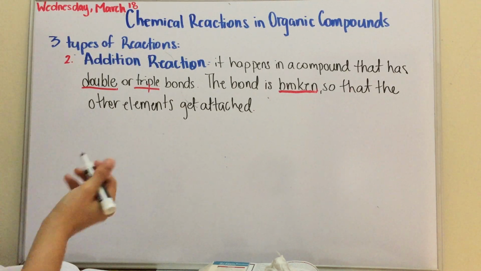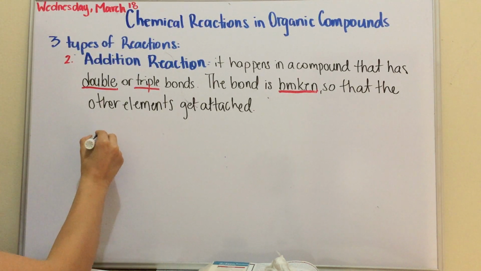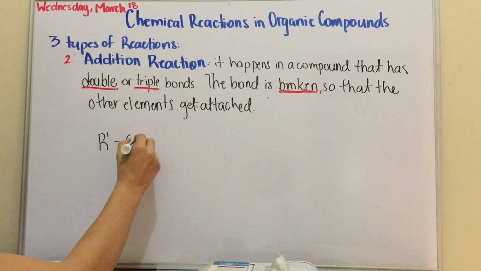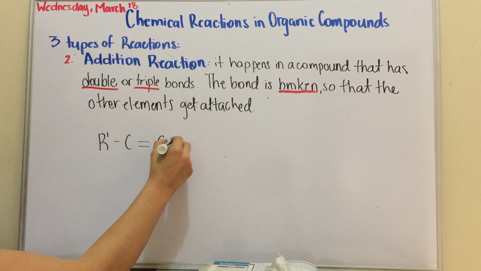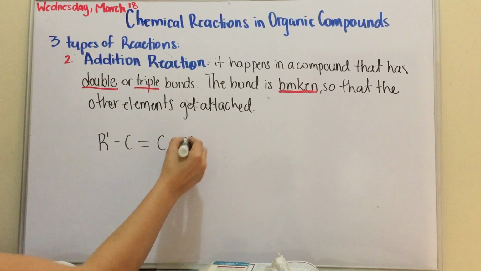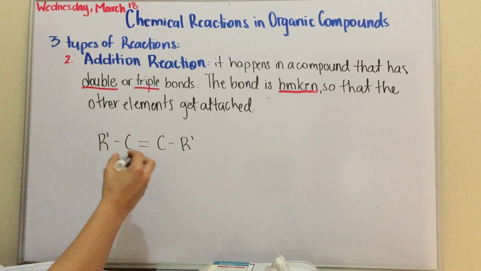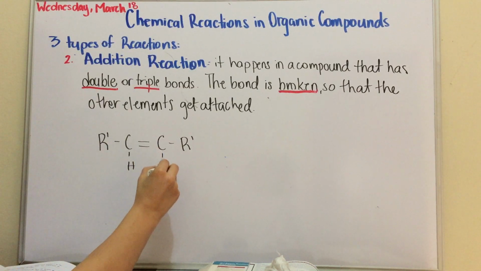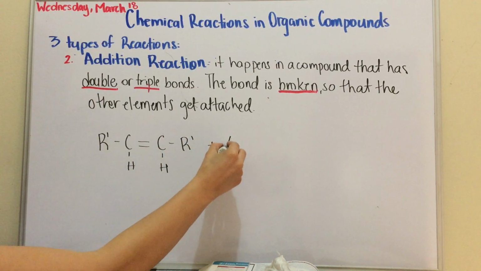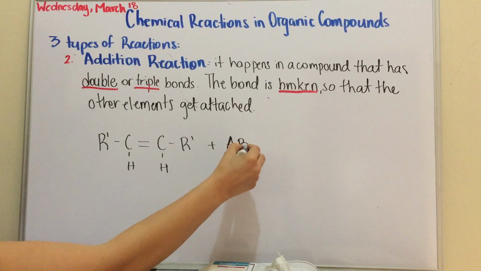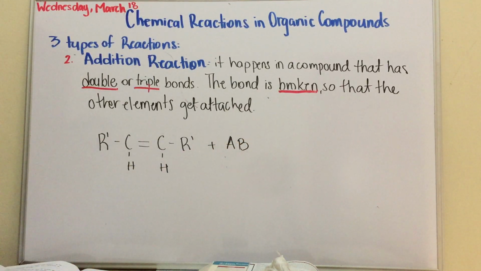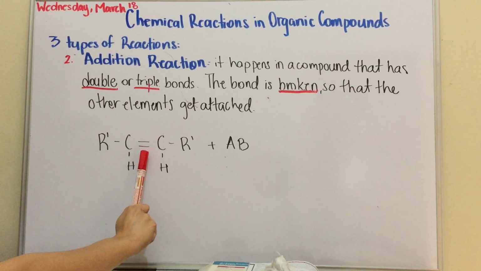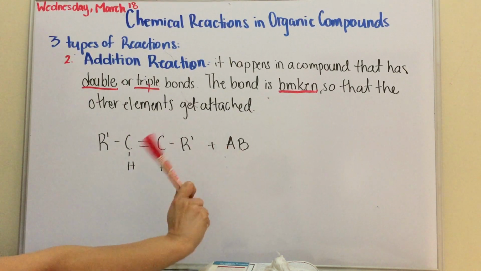So with that being said, I'm going to start with the first example. Remember that R is a chain of carbons. It doesn't matter the number, so I'm just putting this as an example. All right, and my hydrogens here. What is my addition reaction? This is how your addition reaction is going to look. We have a double or triple bond, and we are adding something.